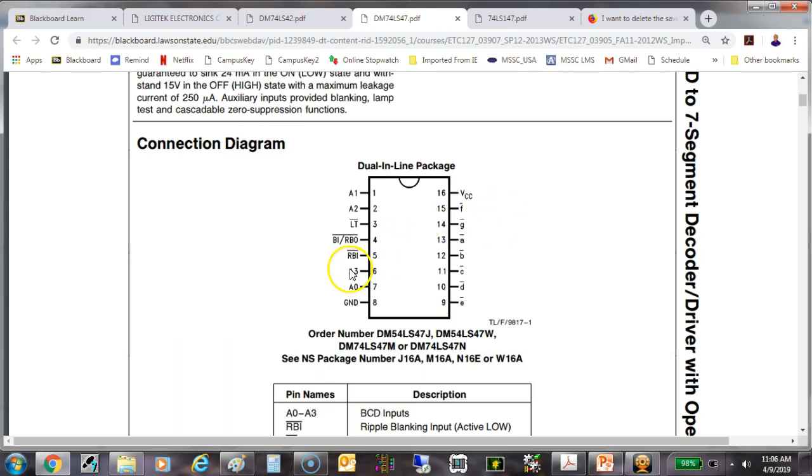And this would be what we call lamp test. So if this lamp test goes true on pin 3, then we should expect all these outputs right here to go low, no matter what's on the 1, 2, 6, and 7 inputs.